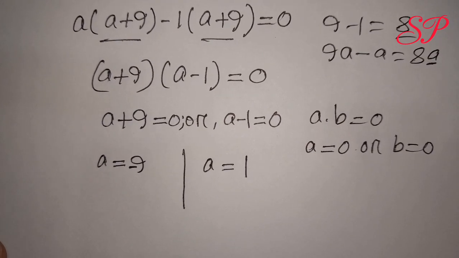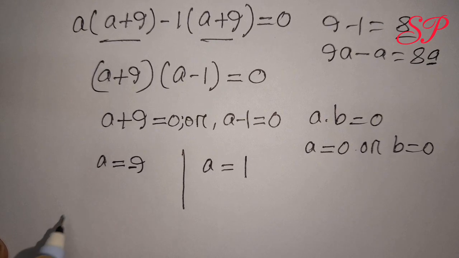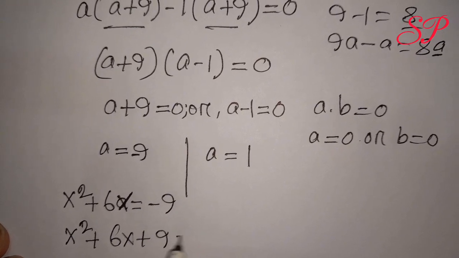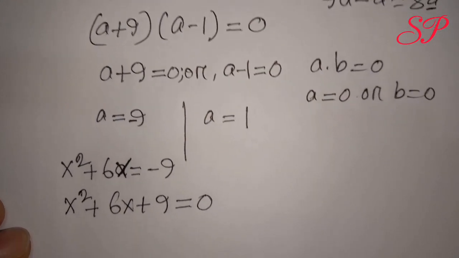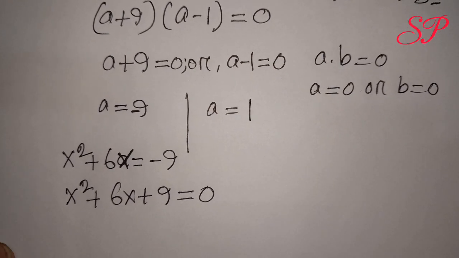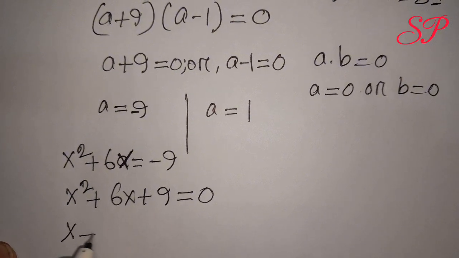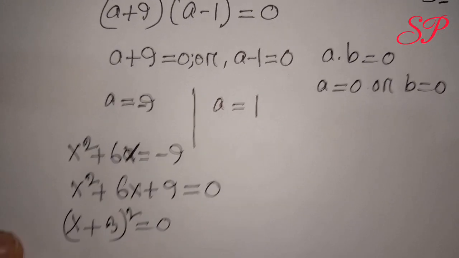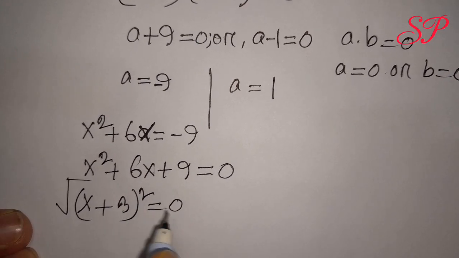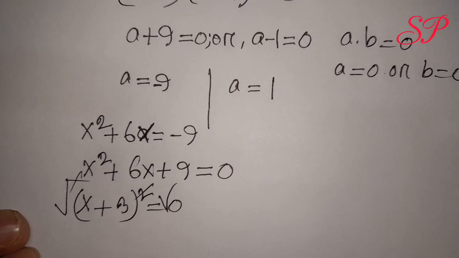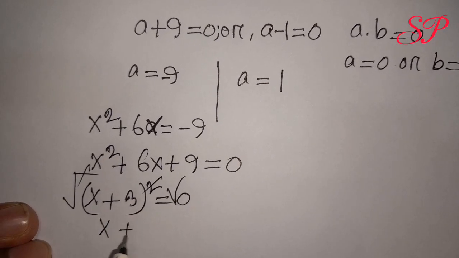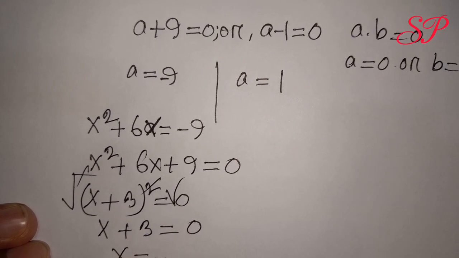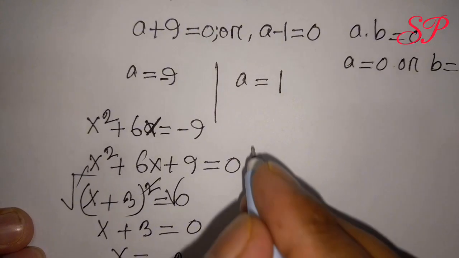Putting the value a equal to minus 9, we get x square plus 6x plus 9 is equal to 0. Here we can write (x plus 3) whole square is equal to 0. Taking the square root on both sides, square and root cancel. x plus 3 is equal to 0, so x is equal to minus 3.